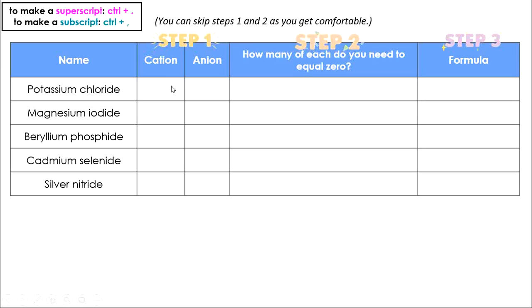Now, as you get comfortable, just like we did with covalent molecules, you can skip steps 1 and 2 and go from the name straight to the formula. So go ahead and pause the video here and take the time to go through these 5 practice problems.